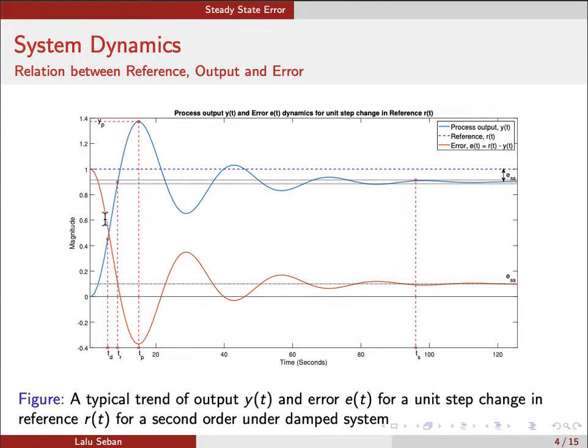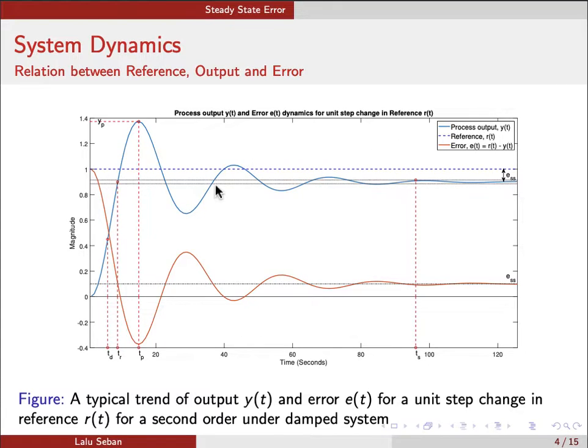Here in this slide, if we just look into this particular slide, it is very familiar to you. It gives a trend of output Y and error for a unit step change in reference for a second order underdamped system. This is a second order underdamped system.